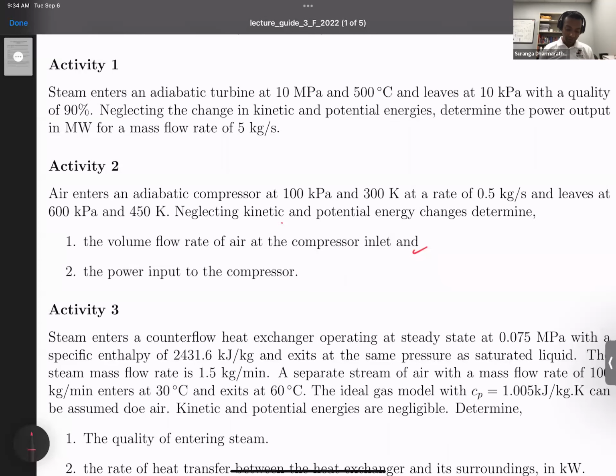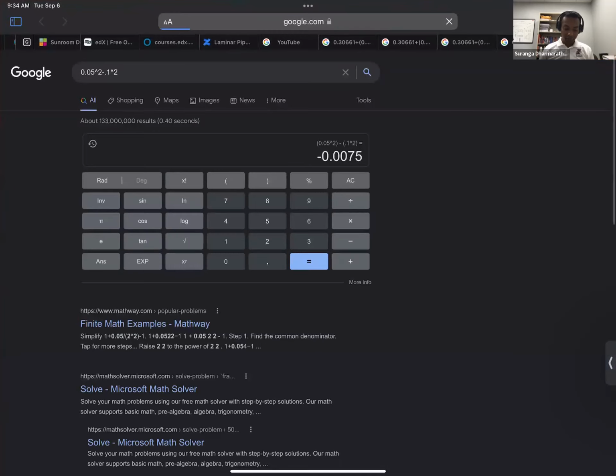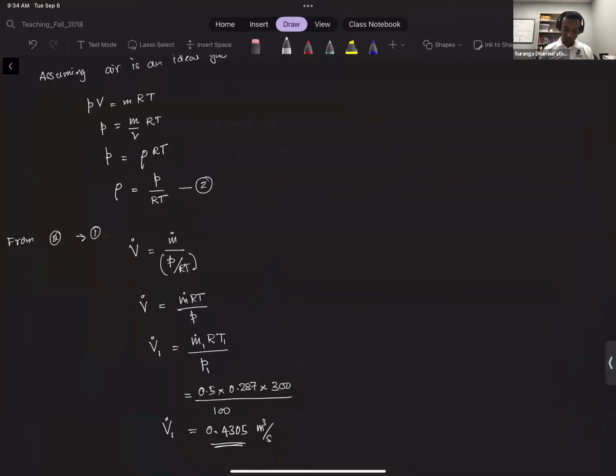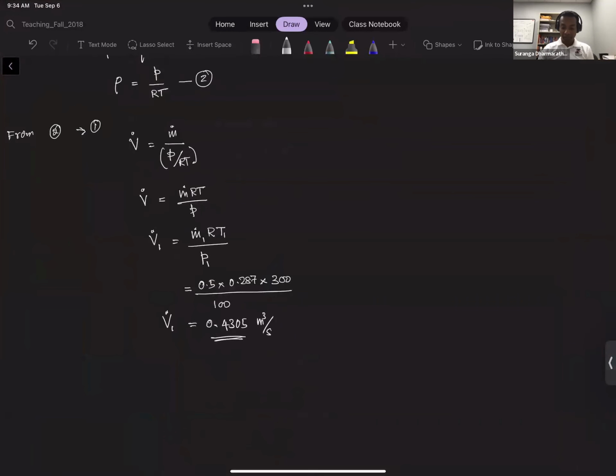And the second part is the power input to the compressor. The power equation is related to the first law of thermodynamics. So we're going to apply it, assuming steady state.